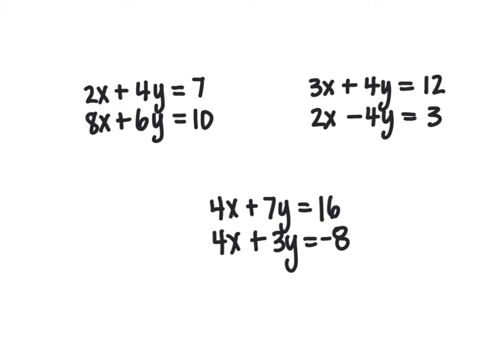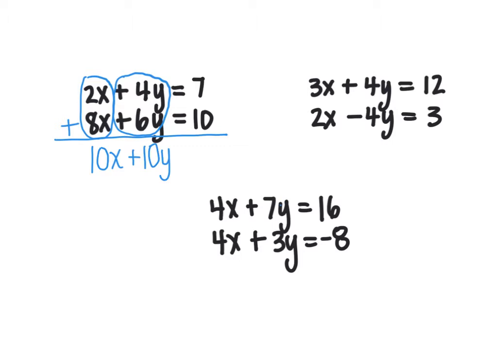Hi everyone, today we're going to look at how we can use elimination to solve linear systems. Let's begin by looking at three pairs of equations and how we might add or subtract those equations to eliminate one of the variables. In the first example, if we add 2x plus 8x, we'll get 10x. And if we add 4y plus 6y, we'll get 10y. On the other side of the equal sign, 7 plus 10 will give us 17. We've added the equations, but it hasn't really helped us very much because we haven't eliminated one of the variables.